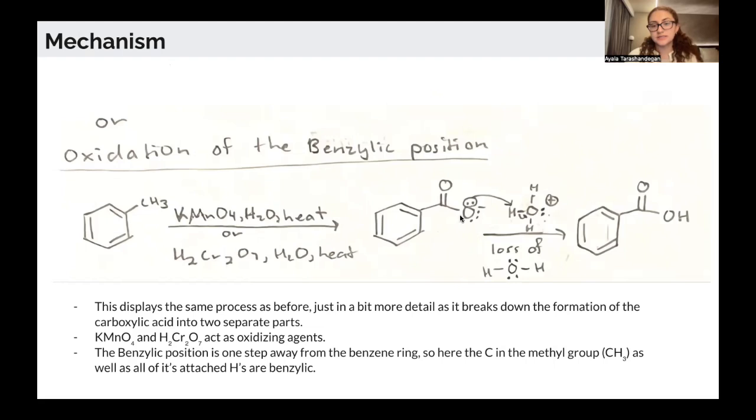form a carboxylate. And then we're going to protonate that negatively charged oxygen with hydronium ion. We're going to have a loss of water, and then we're finally going to form our carboxylic acid attached to our benzene ring, also known as benzoic acid.